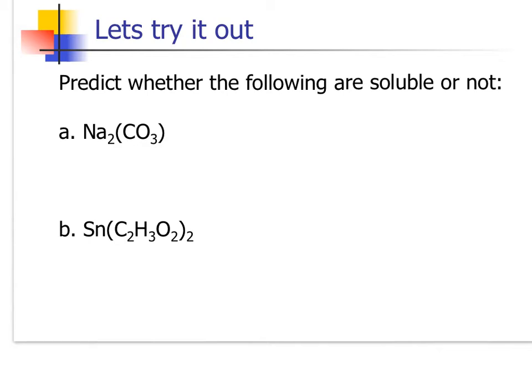Predict whether the following are soluble or not. Within this, we're not just going to say if they are soluble, we're going to say why they are soluble. So the first one, sodium carbonate. If you look at what it's made of, you can start to potentially contradict yourself. Once you have a rule that says that it is soluble, you stop, do not pass go, do not collect $200, just like the Monopoly game.